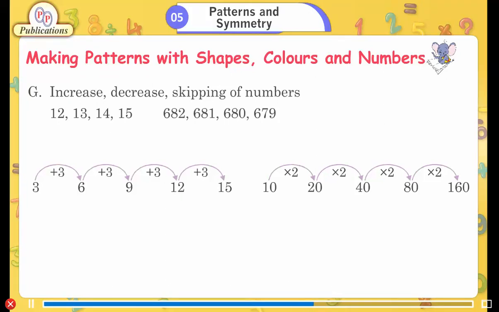12, 13, 14, 15, 682, 681, 680, 679. 3 plus 3, 6. 6 plus 3, 9. 9 plus 3, 12. 12 plus 3, 15. 10 times 2, 20. 20 times 2, 40. 40 times 2, 80. 80 times 2, 160.